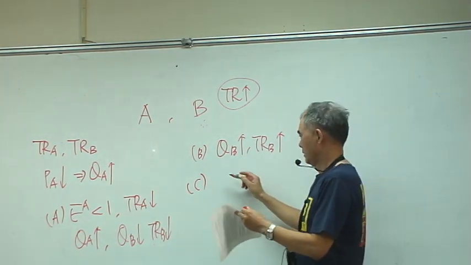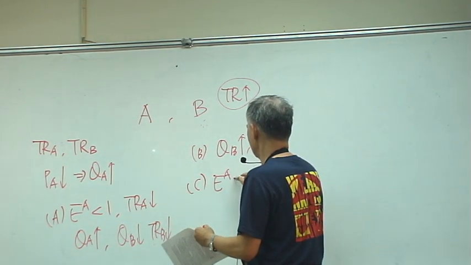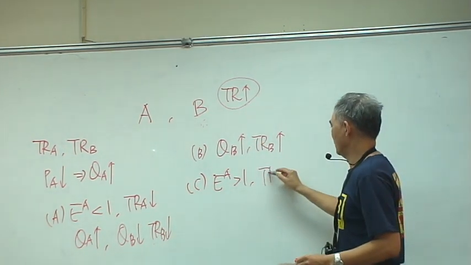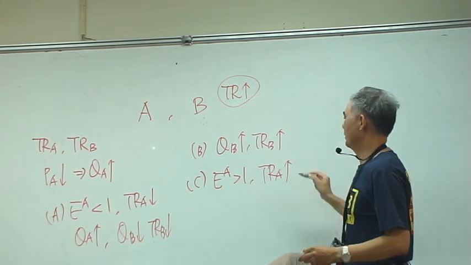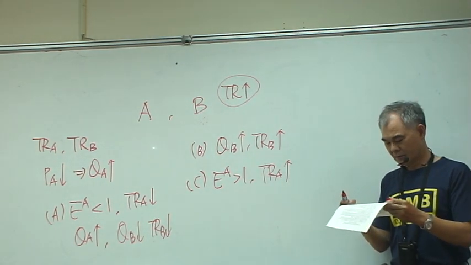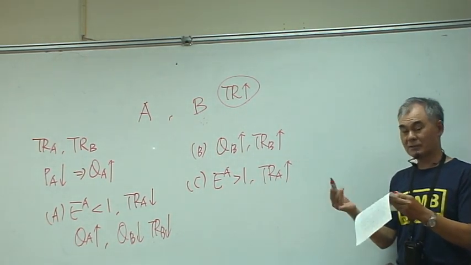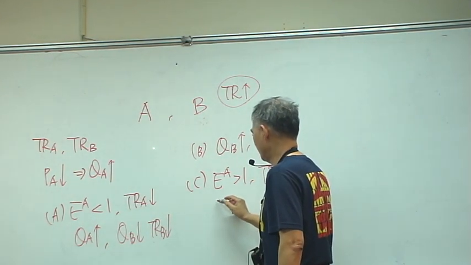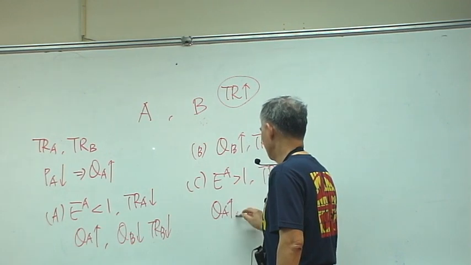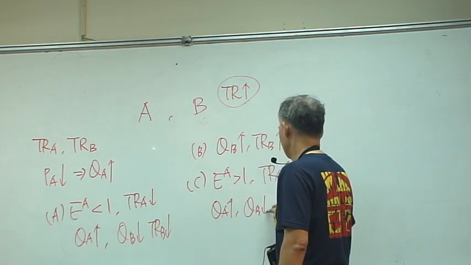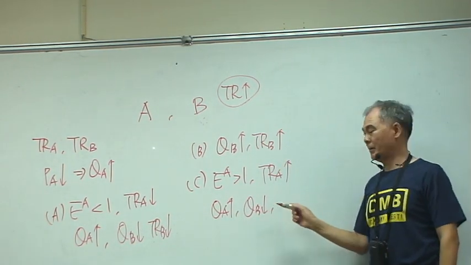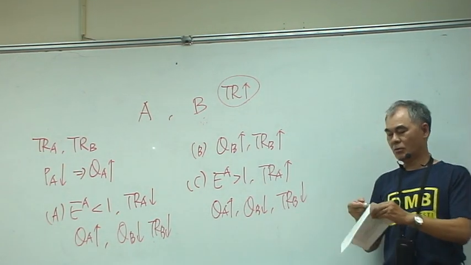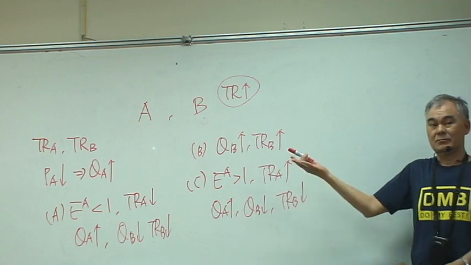says elasticity of A is greater than 1. And so here, total revenue of A will go up. And it says A and B are substitutes. So if you buy more A, then you buy less B. If you buy less B, what happened? Total revenue of B will go down. So one up, the other down, right?